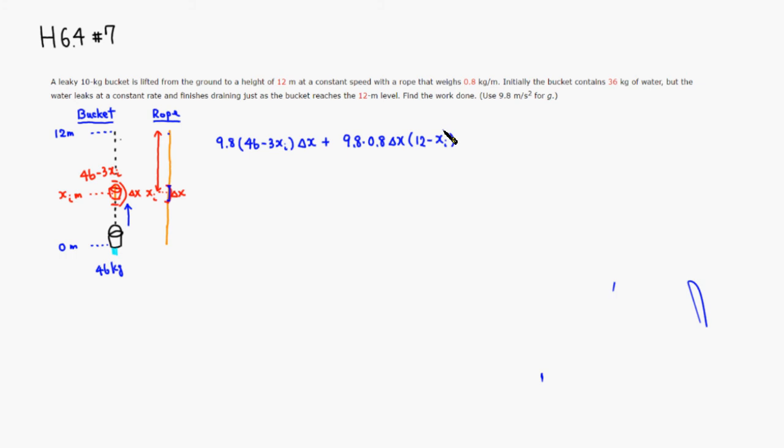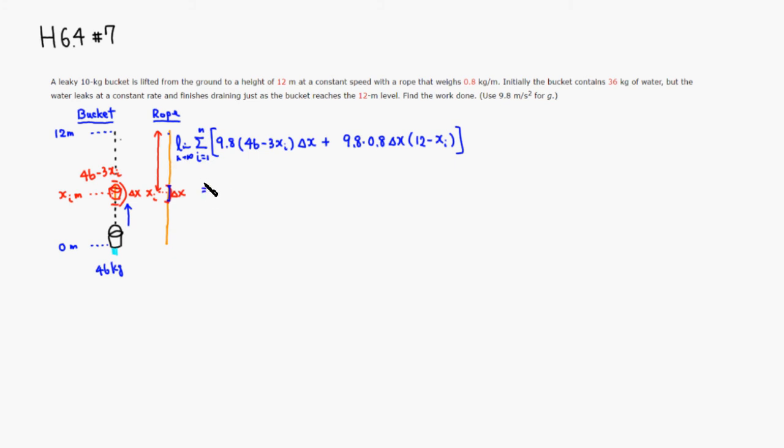This is the one piece, so we have to sum them up. We can put the summation sign here, and to make it more precise, we can take the limit. So that was the idea. Let's clean it up a little bit. 9.8 is in both terms, so I'm going to pull that out.